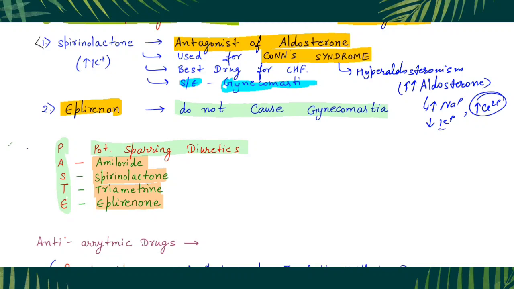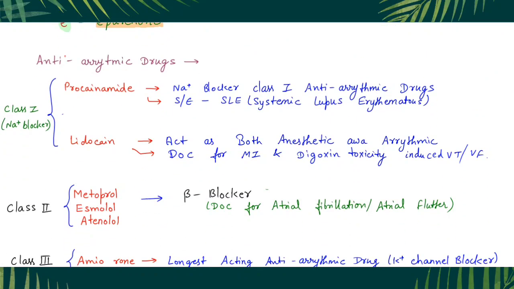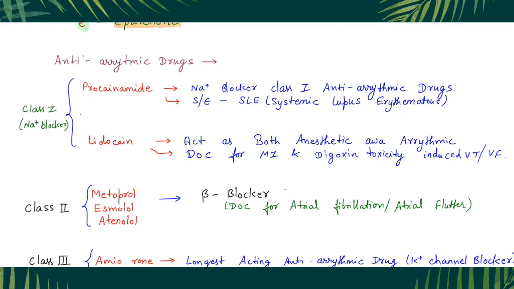Okay. Next is antiarrhythmic drugs. What is arrhythmia? Yes, fluctuation in the heart rate. What are the antiarrhythmic drugs? They are categorized into class 1, class 2, class 3, class 4 and a miscellaneous class. Remember class 1: these are the sodium blockers. Examples to remember are procainamide and lidocaine. Procainamide is a sodium blocker, a class 1 antiarrhythmic drug.